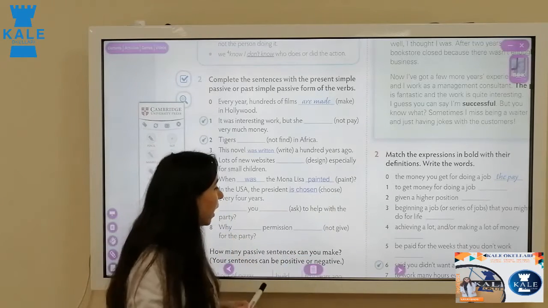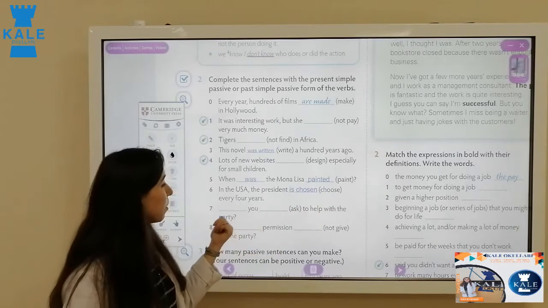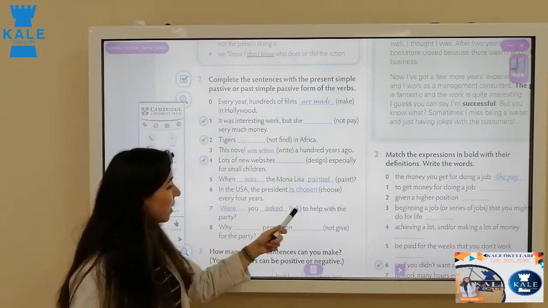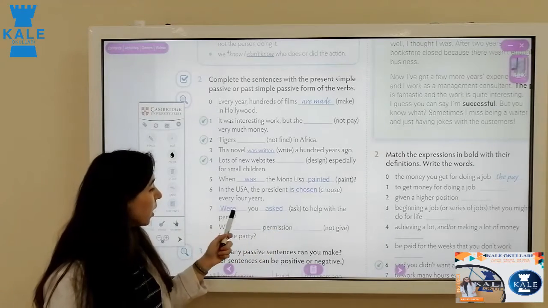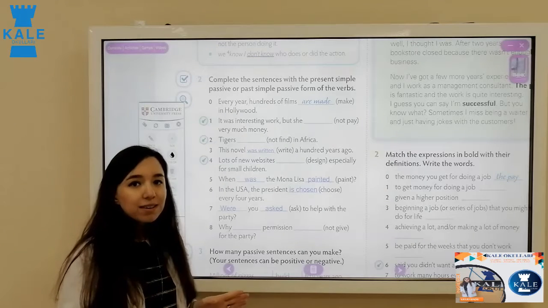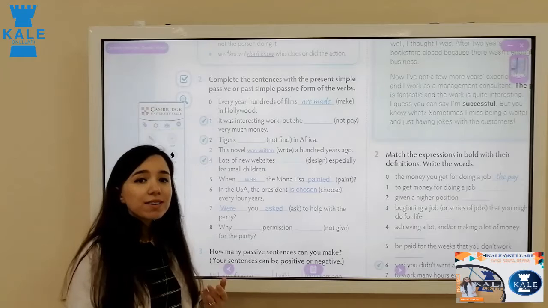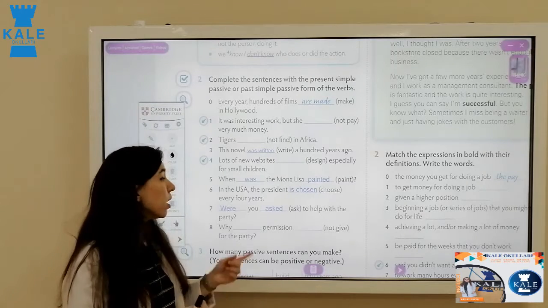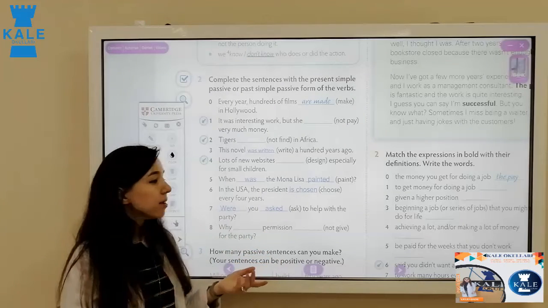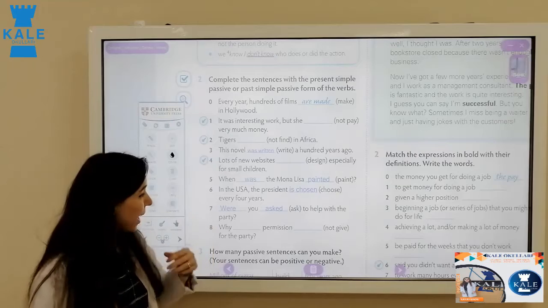And again here we have question form. Look at here. Ask to help with the party. So, what is here? Were you asked to help with the party? Why? Because it's about the party. We know that now present continuous is not, yes? So, it's not present simple. For present simple, we should have every year, every week, every day, for example, every Saturday. We don't have. So it shows us that it's something about the past, yes?